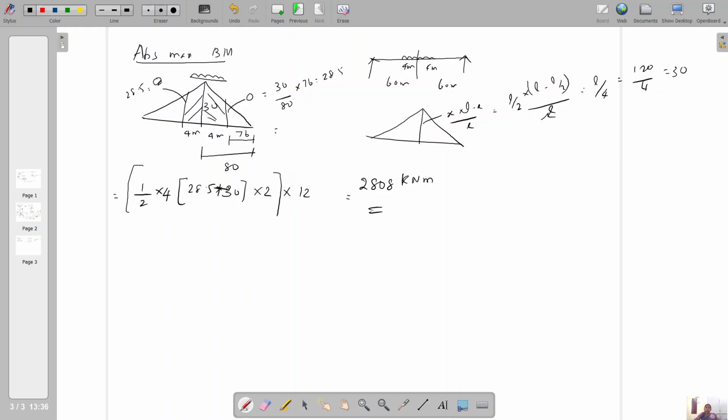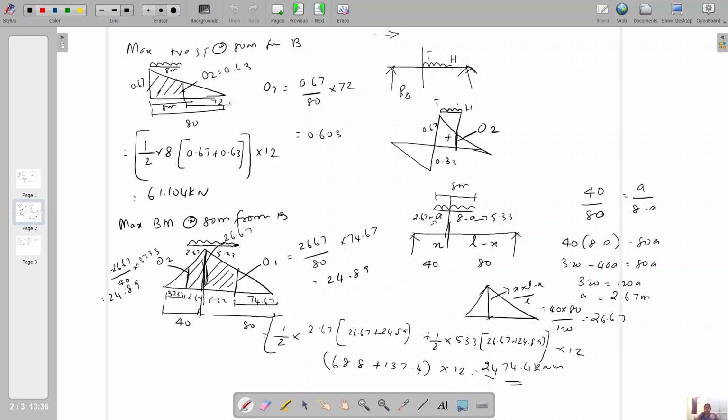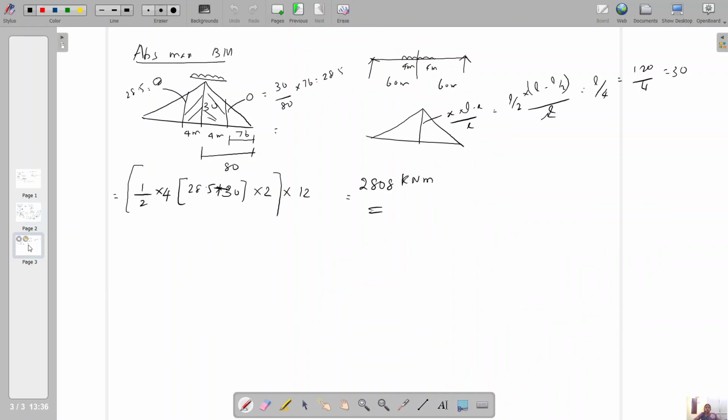If you observe this value, 2800, it will be greater than all possible values of the bending moment. If you are given some other section, you will get some value of bending moment, but all the values are lesser than the absolute maximum bending moment value. So we finished the problem.